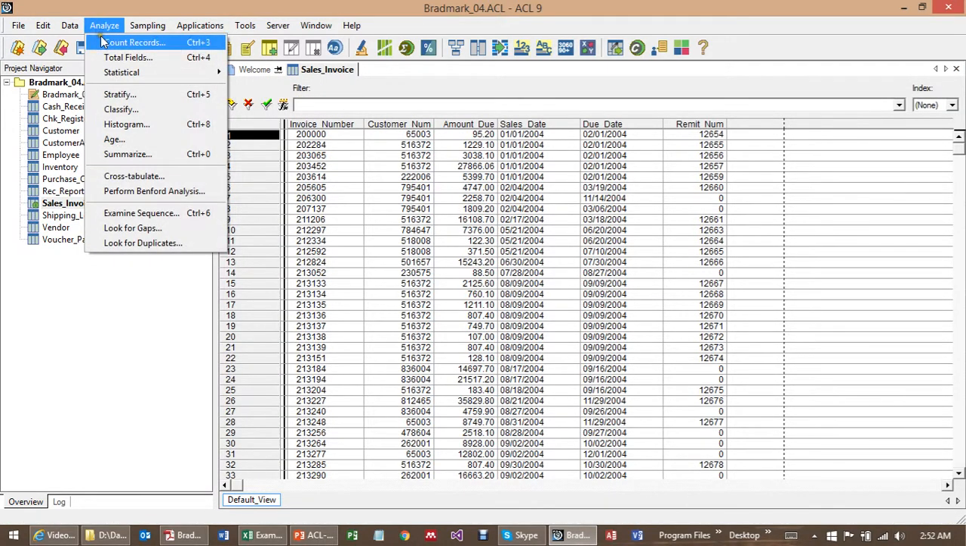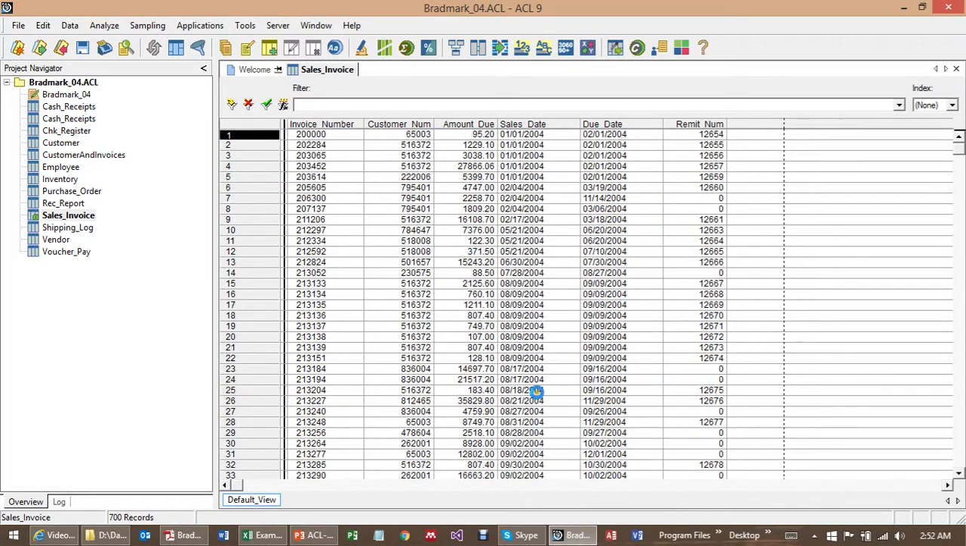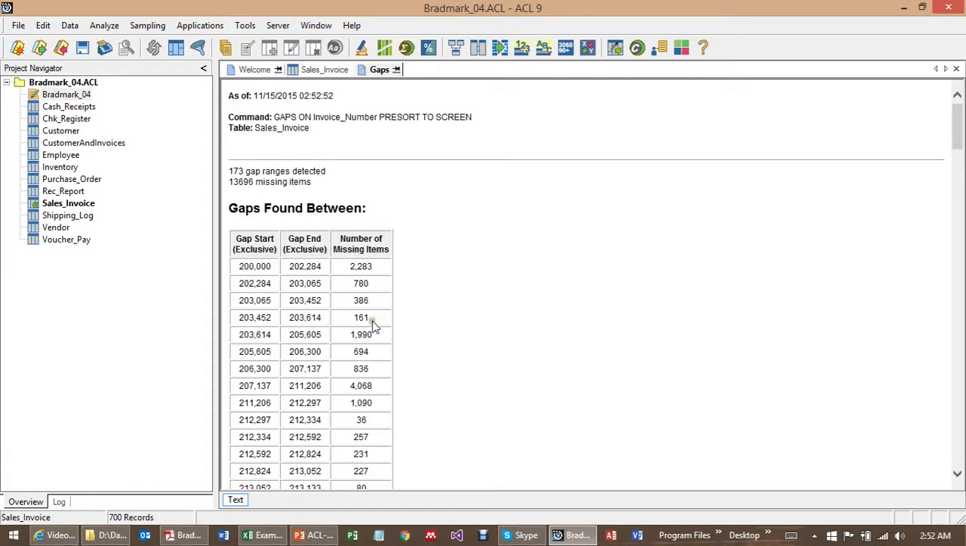Another test can be to look for gaps. Again, we shouldn't have any gaps. And it will be again on the invoice number. They all should be in sequence, shouldn't have any gaps. So once the analysis runs, we find that we have some gaps. So for example, we have a gap after 200,002,284 until 203,65. We have 780 missing numbers.